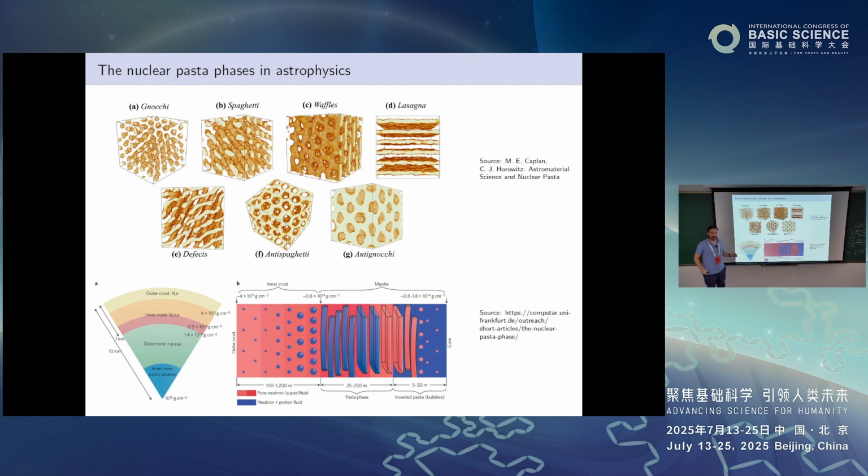This formation has the beautiful name. Physicists are very good at giving names. These are the nuclear pasta phases. Because we start with the gnocchi, we go to the spaghetti, and then we come to the lasagna. Okay, I'm not making this up. Go to Wikipedia and Google nuclear pasta phases. It's a very well established picture.